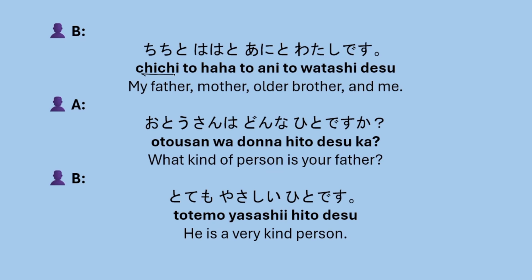So if you say that, we add chichi in the front, so my father, and then to, which means and, and then ani and watashi, which means I and me. So this is how you pronounce that. Okay. Otousan wa dono hito desu ka? What kind of person is your father? Totemo yasashii hito desu. He is a very kind person. Totemo means very, yasashii means kind.